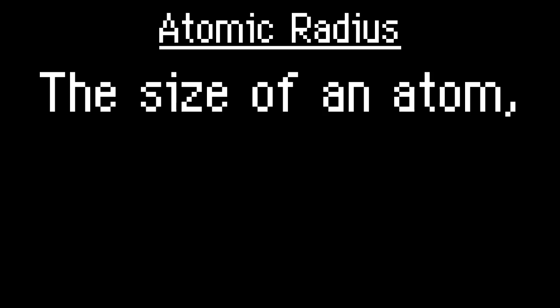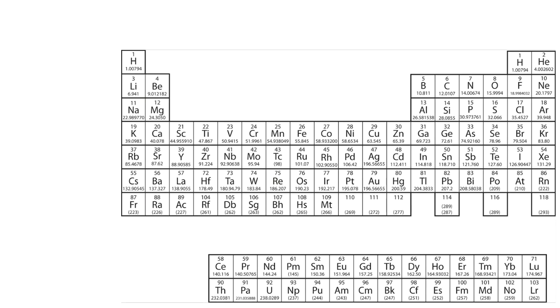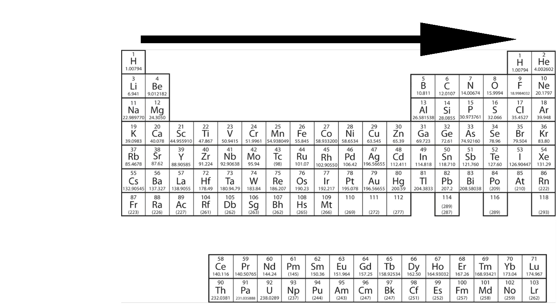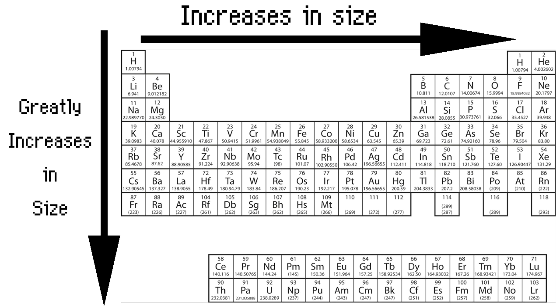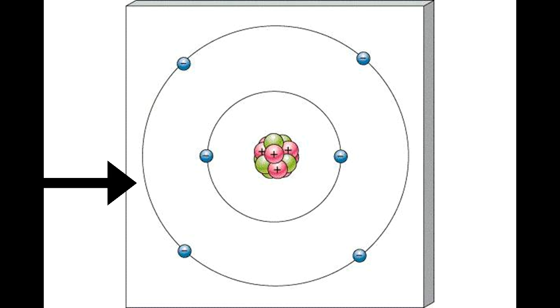Atomic radius is the size of an atom, including the electrons and their orbits. Across the periodic table from left to right, it increases in size, but as it goes down the periodic table, it increases greatly in size. Mainly because of the fact that there's much more shells. Not that kind of shell, this kind of shell, for electrons to go around.